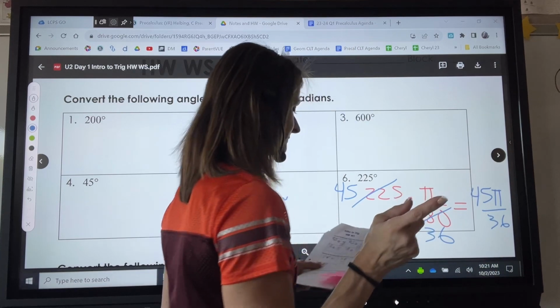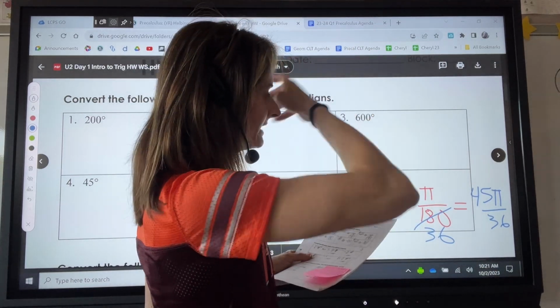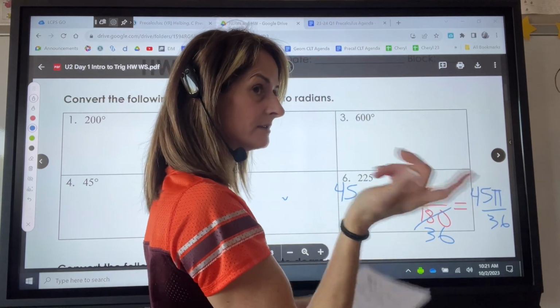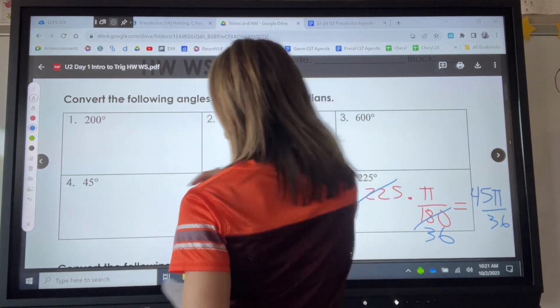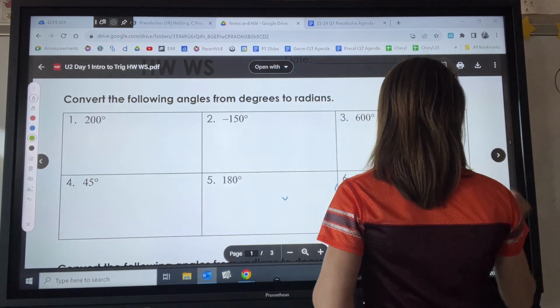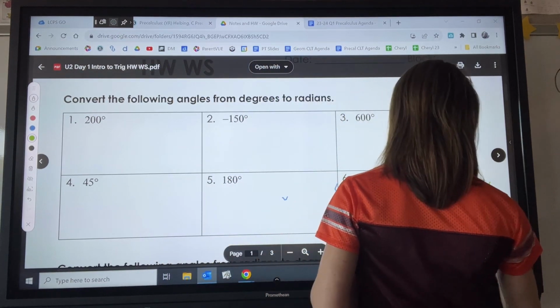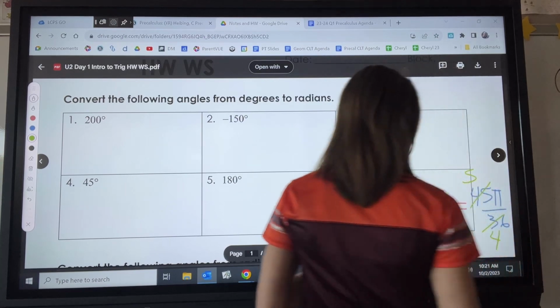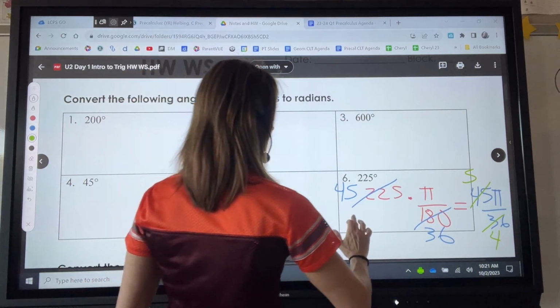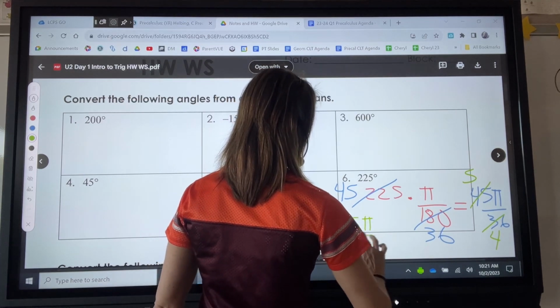And now we can simplify that. 4 times 9 is 36, and 9 times 5 is 45, so 9 goes into both of those. 45 divided by 9, we get 5. 36 divided by 9, we get 4. I'm getting 5 pi over 4. Checking my answer. Yes. 5 pi over 4.